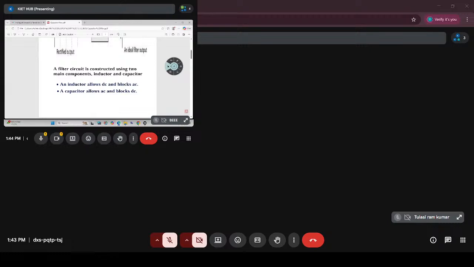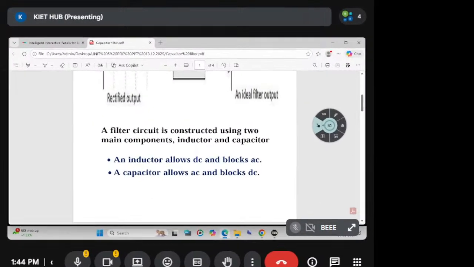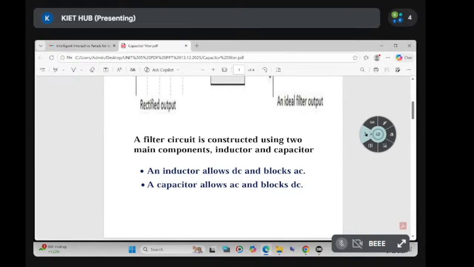What is the function of inductor? Allows DC and blocks AC. What is the function of capacitor? Allows AC and blocks DC.